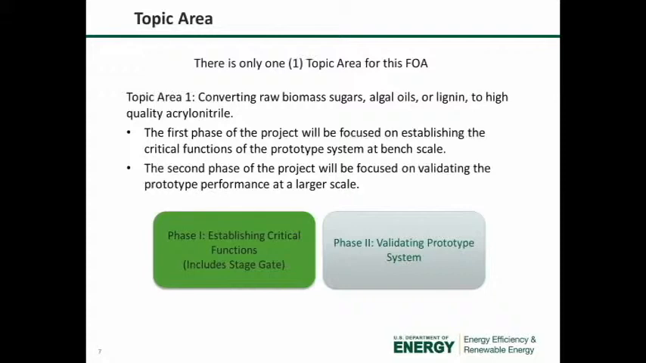There is only one topic area for this FOA, which reads as follows. Topic area 1, converting raw biomass sugars, algal oils, or lignin to high-quality acrylonitrile. The project will be focused on establishing the critical functions of the prototype system at bench scale. The second phase of the project will be focused on validating performance at a larger scale. Next slide, please.